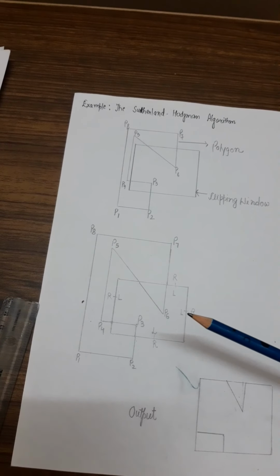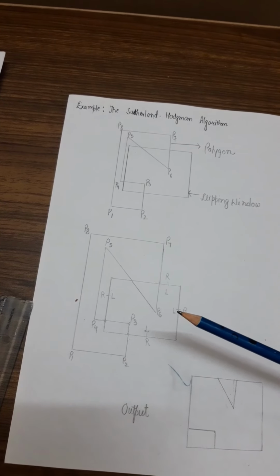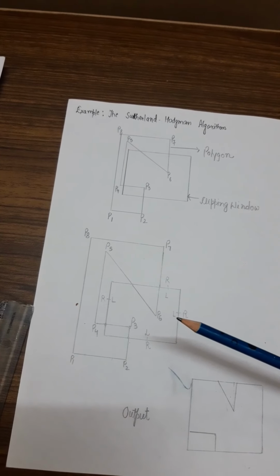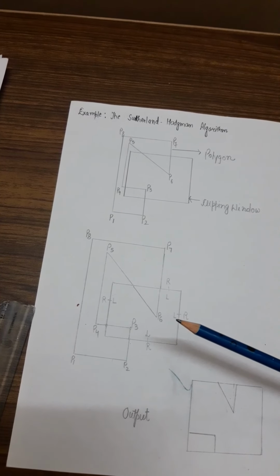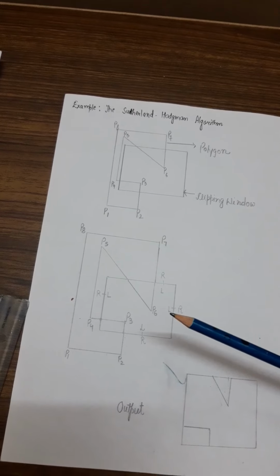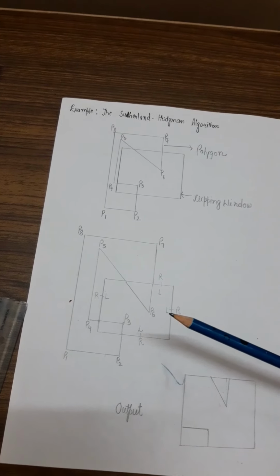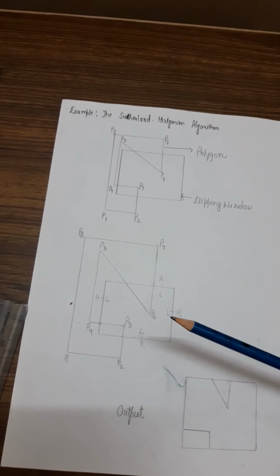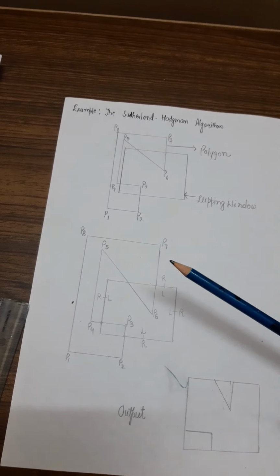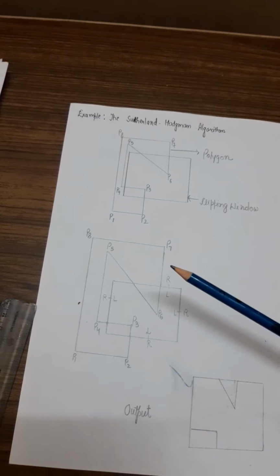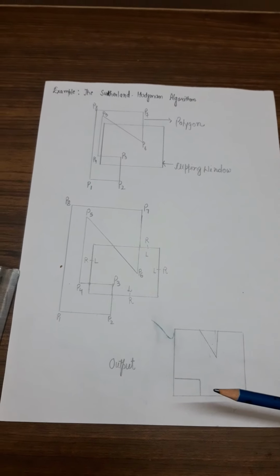Next is P6, P7. Since P7 is to the right and P6 is to the left, in that case we will take only the intersection point, right? So we have taken the intersection point. And next is P7, P8. Since P7, P8 is to the right of the edge, there will be no output, and the final solution will be like this. Thank you.